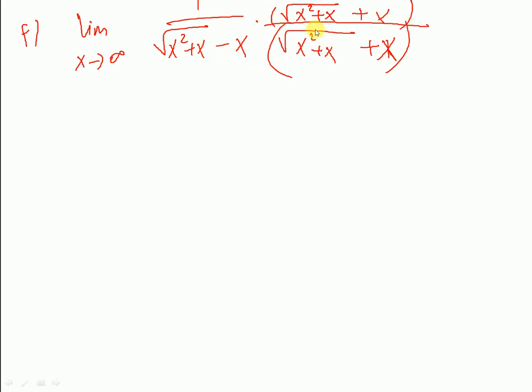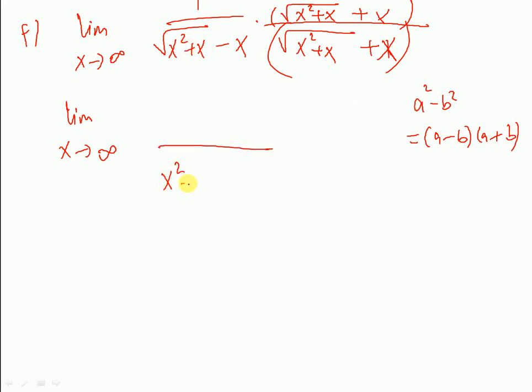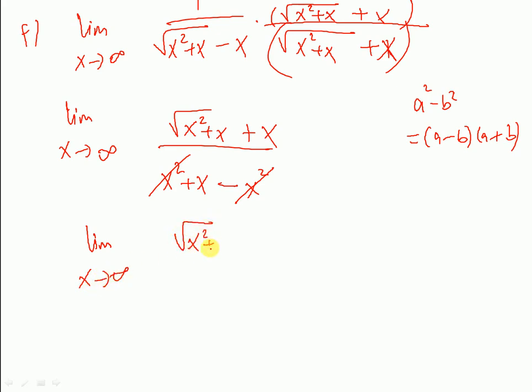Now this one is a difference of squares, so I can simplify this whole thing. A squared minus b squared equals a minus b times a plus b, right? So this one squared gives me the one without a square root, and minus this one squared for b. On the top we have what? x squared plus x minus x squared. Now x squared, this is gone, right? So all I have here is what? The square root of x squared plus x and plus x over x.